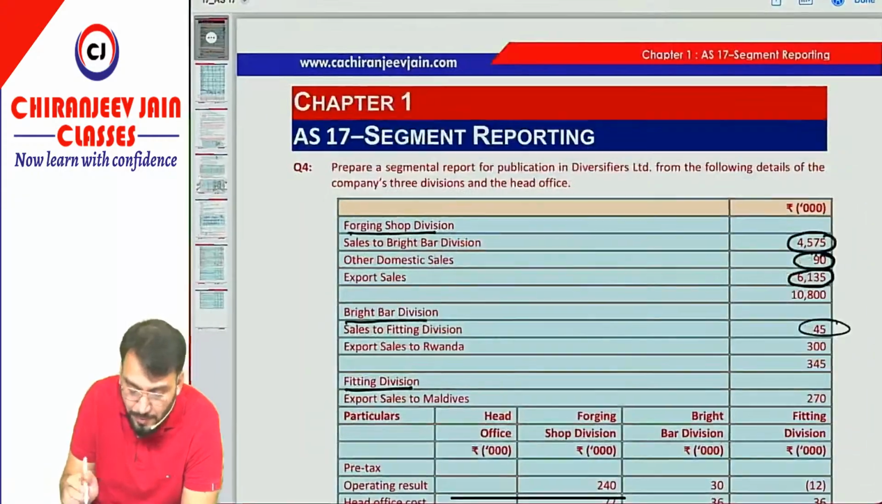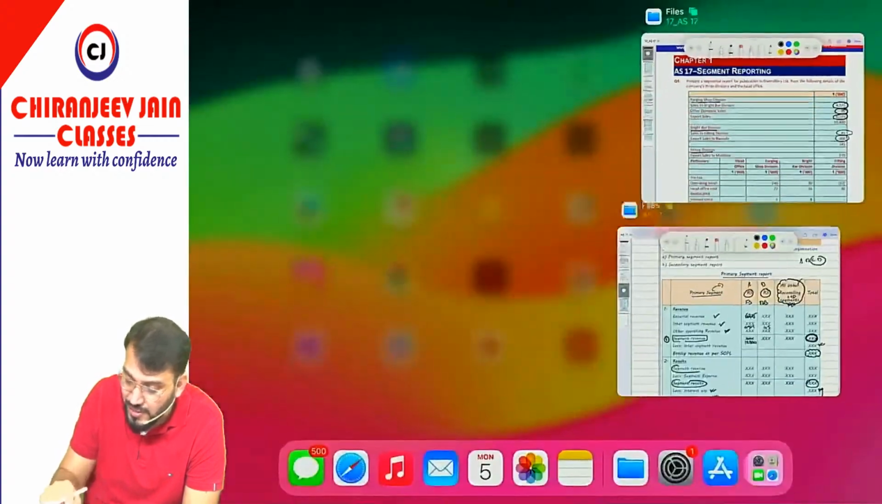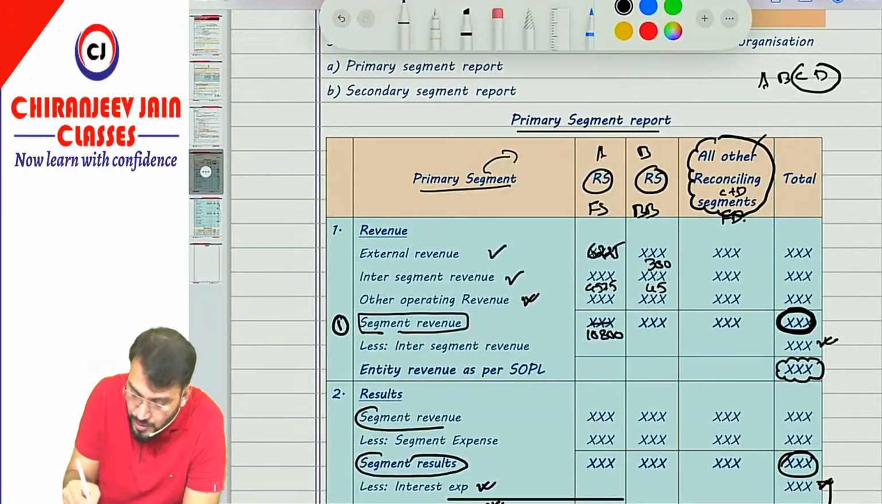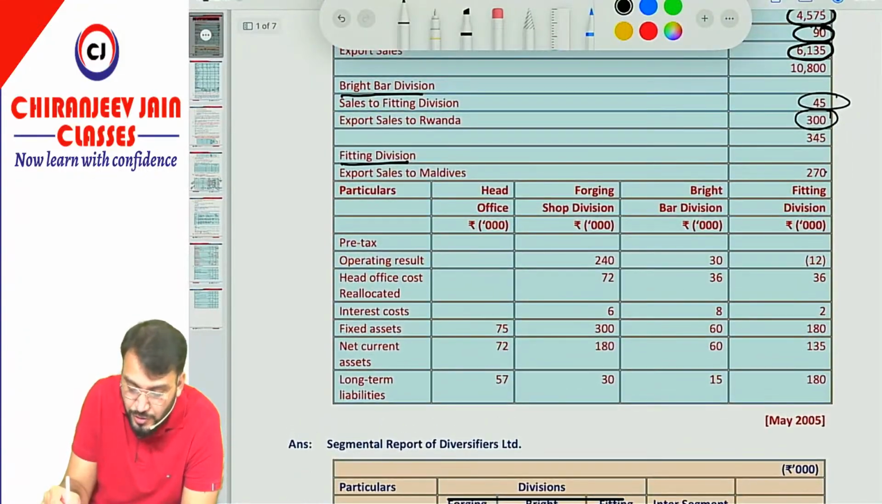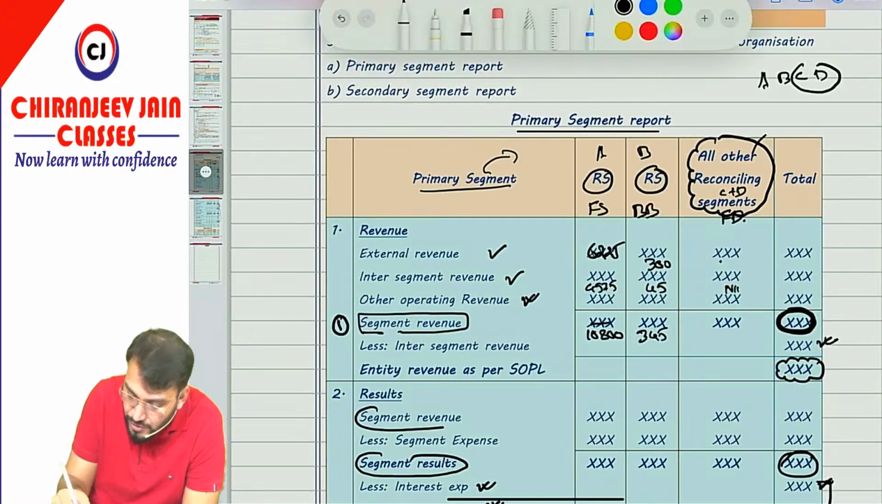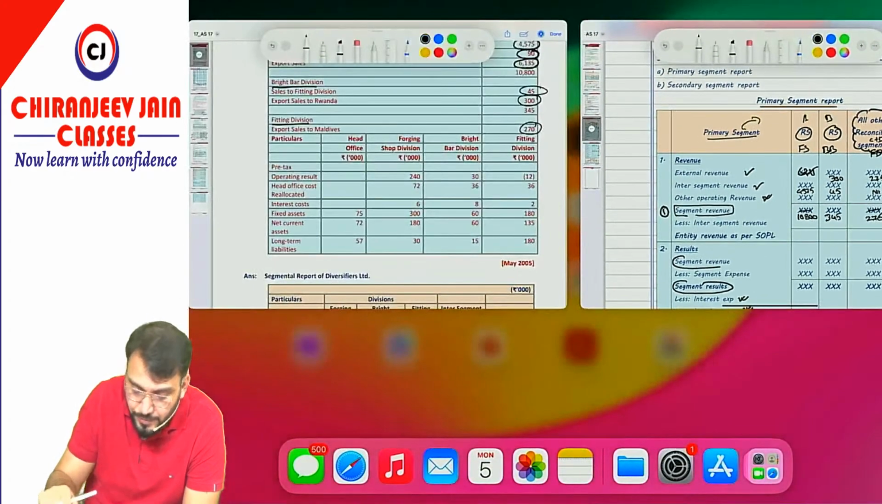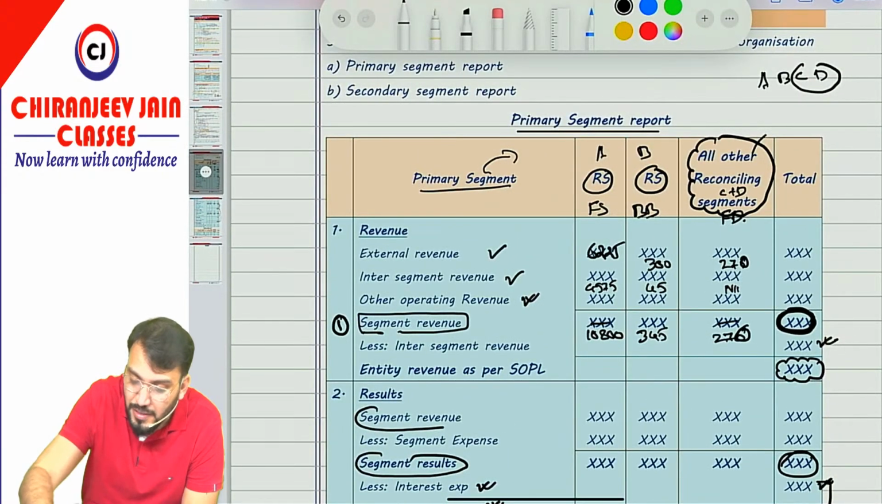And they have given export sales to Rwanda is 300. This is external sale, so write 300. So total becomes 345. Similarly, we can do for the other division, fitting division. Export sales to Maldives is 270. There is no inter-segment, so inter-segment is nil. Total becomes 270. Understood this point? Now you can total this: 10,800.